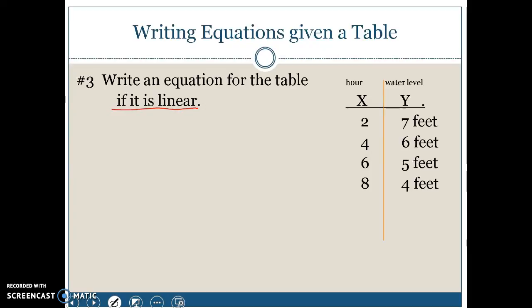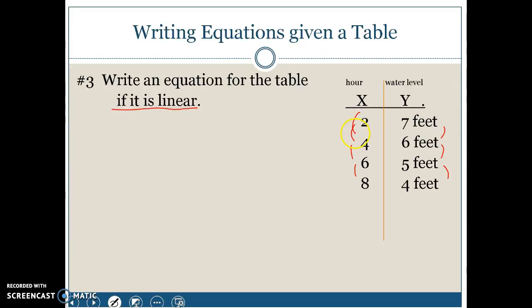Here, it must be water maybe just leaking out of your pool, and it goes from 7 feet to 6 feet. It goes down a foot over a period of 2 hours. It goes down another foot over a period of 2 hours. And it goes down another foot over a period of 2 hours. So this is linear. It's going down at a constant rate of change. We want to find the slope first. And so once I know it's a constant rate of change, then I'm going to pick 2 points.